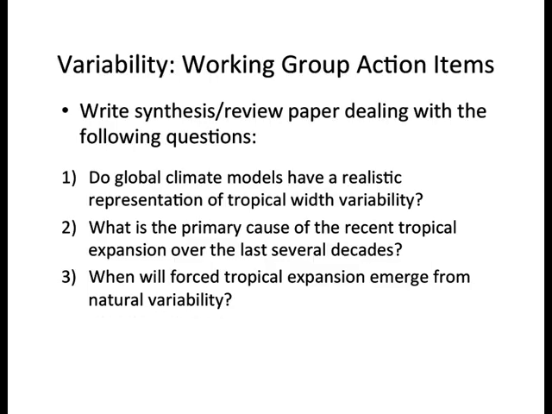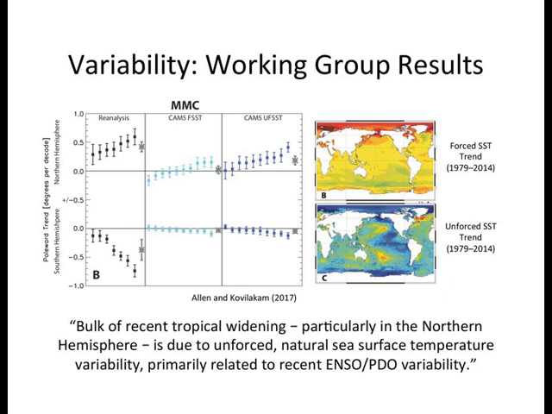So as a working group, what we'd like to do is write some short synthesis or review paper dealing with some of these questions. Do climate models have a realistic representation of tropical width variability? What is the primary cause of recent tropical expansion over the last several decades? That's a tough question to answer, but we can at least try to make some stabs at that. And then maybe an interesting question is, when would we expect forced tropical expansion to emerge from natural variability in the future?